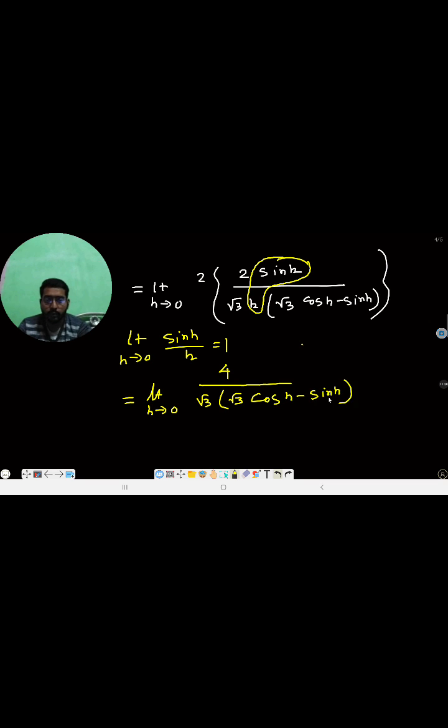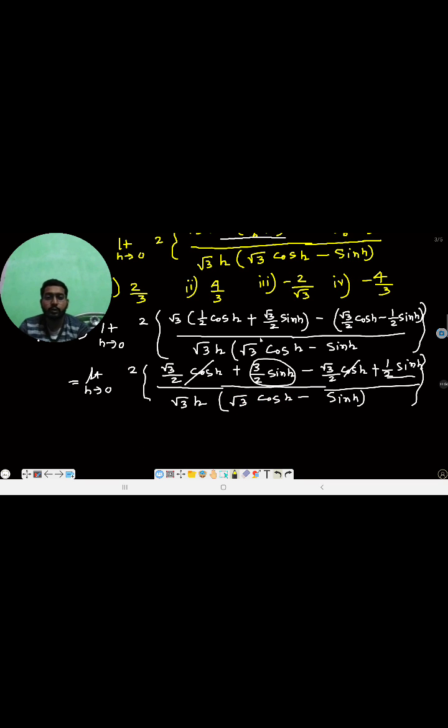Now we know the formula: limit h tends to 0, sin h by h, the value will be 1. So here we can write like this: limit h tends to 0, that will be 2 to the 4, and sin h by h is 1 only, so that will be root 3 and root 3 cos h minus sin h. Now if I put h equals to 0 here, cos 0 will become 1 and sin 0 will be 0, so that will be 4 by root 3 into root 3 only, that will be 3. That means 4 by 3 will be the correct answer. Now 4 by 3 means option 2. Option 2 is the correct answer here.